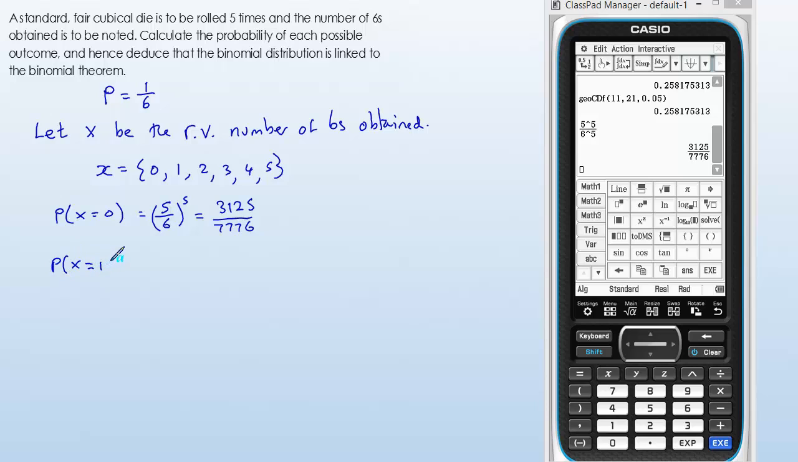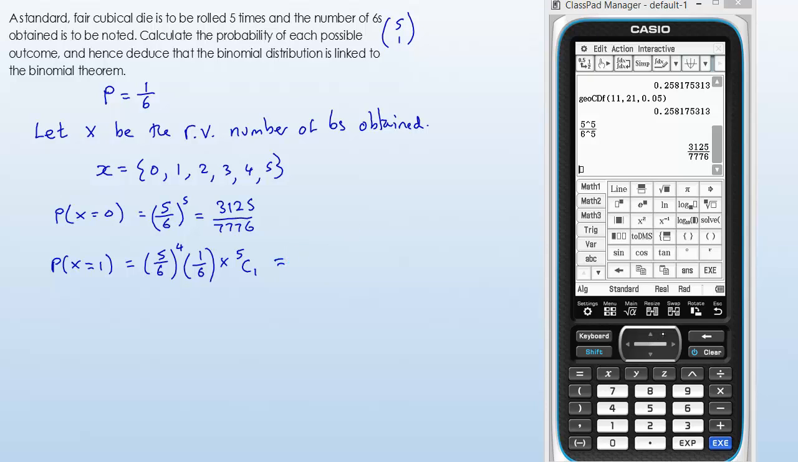For x to be equal to 1, we need to have 4 failures and 1 success. But the 1 success could have come anywhere amongst the different rolls. So there's 5 different positions that success could have been in. So if we multiply that by 5 choose 1, don't forget you might see that written as 5/1, that should give us the probability.